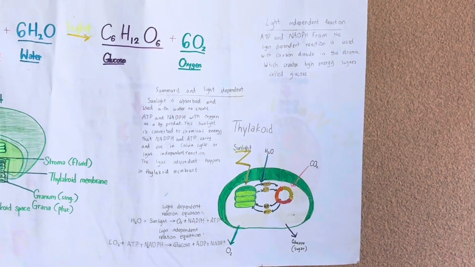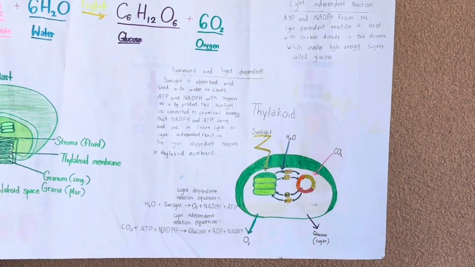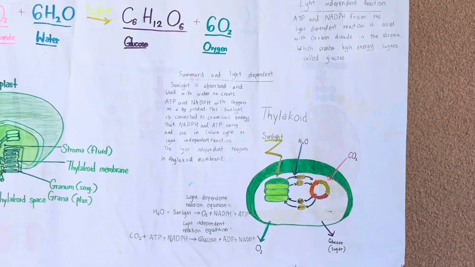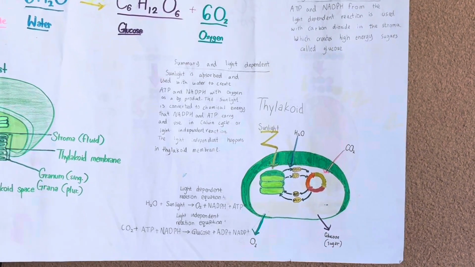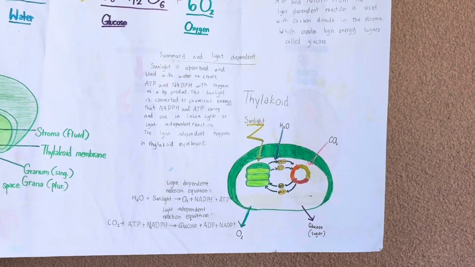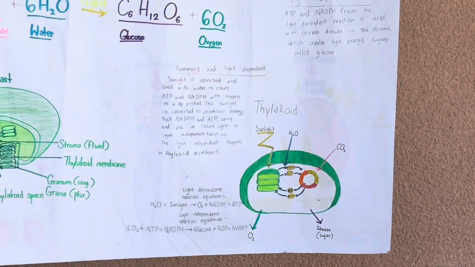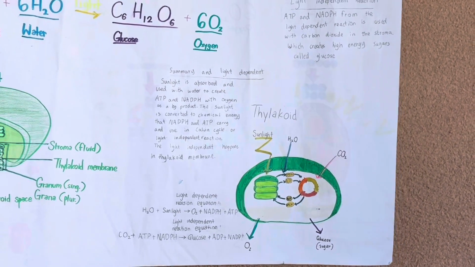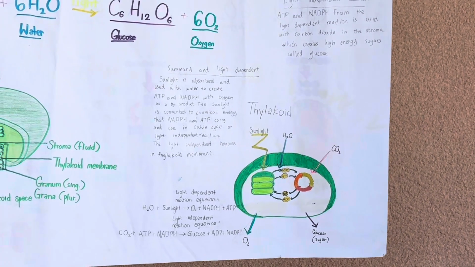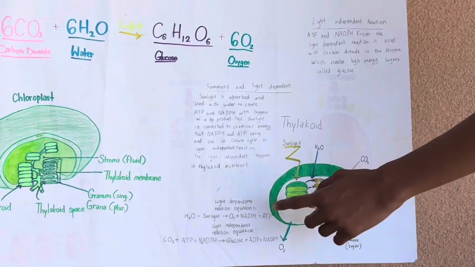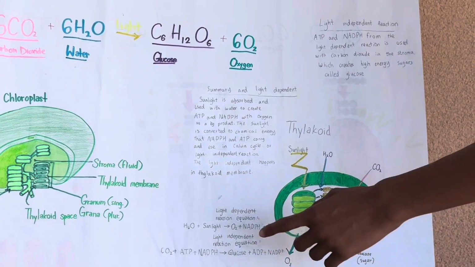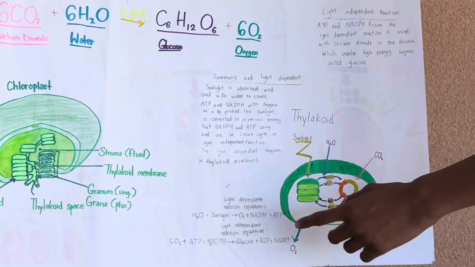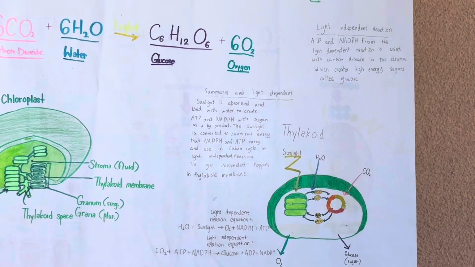Summary of light-dependent reactions: sunlight is absorbed and used with water to create ATP and NADPH, with oxygen as a byproduct. The sunlight is converted to chemical energy that NADPH and ATP carry and use in the Calvin cycle, or the light-independent reaction. The light-independent reaction happens in the thylakoid membrane. Light-dependent reaction equation: water plus sunlight equals oxygen plus NADPH plus ATP.